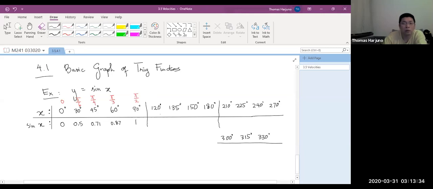for the values. Sine 120 is radical 3 over 2, that's 0.87. Sine 135 is radical 2 over 2, 0.71. Sine 150 degrees is 1/2, and sine 180 is 0. Now we start the negative values: negative 0.5, negative 0.71, negative 0.87, negative 1, and then negative 0.87, negative 0.71, negative 0.5.